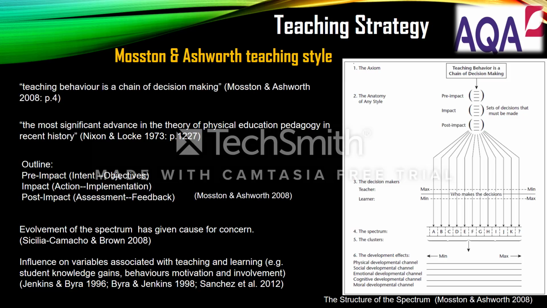Teaching strategy. In physical education, a teaching strategy is illustrated as the general pattern created by using a particular set of strategies. Mosston and Ashworth's teaching styles form a chain of decision-making. As early as 1973, Nixon and Locke addressed this as the most significant advance in the theory of physical education pedagogy, outlined as a framework and a way of thinking that establishes principles that unite pedagogical knowledge and shows the relation of one idea to another.